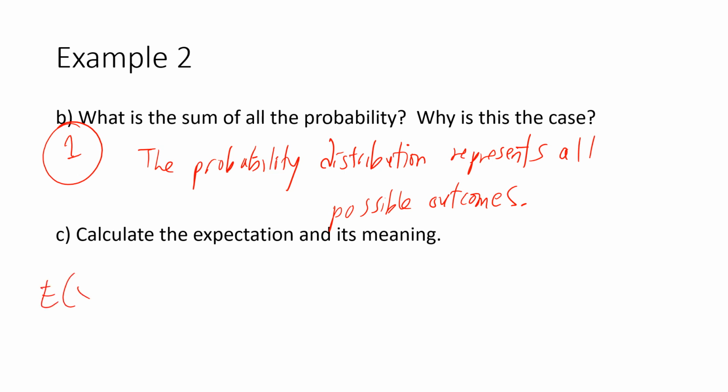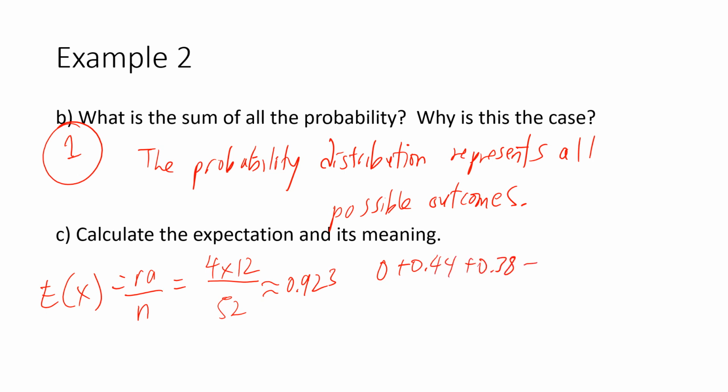Now the expected value, if we use the formula, r times a over n, that's 4 times 12 over 52, right? Which is around 0.923. Now, if we added up all the numbers from x times the probability of x from the previous slide, we should get approximately 0.93. Okay, so we're off by a little bit here. This is just a rounding error.